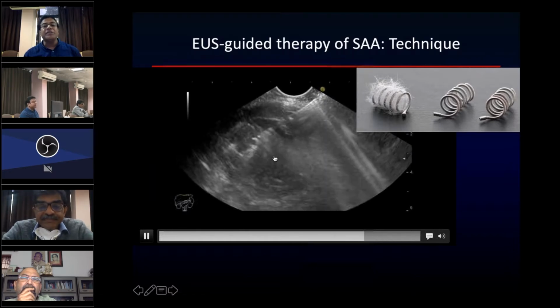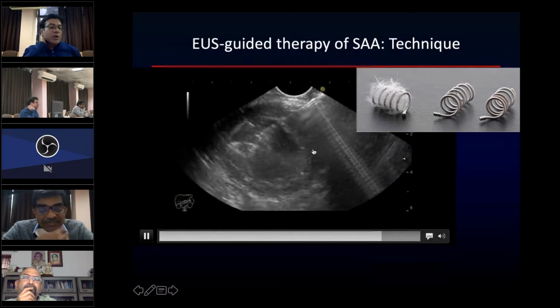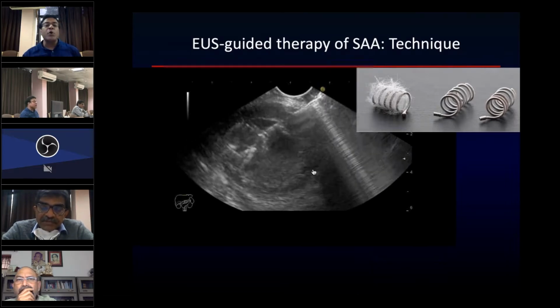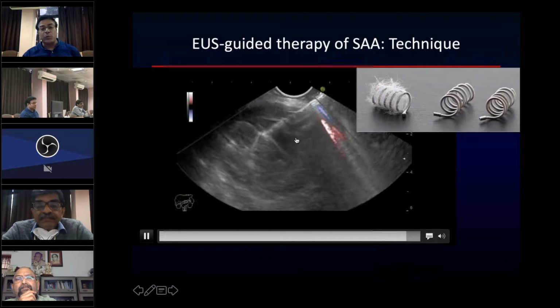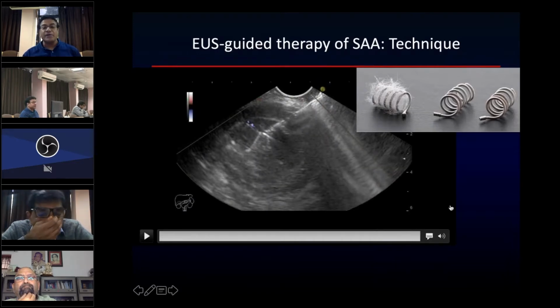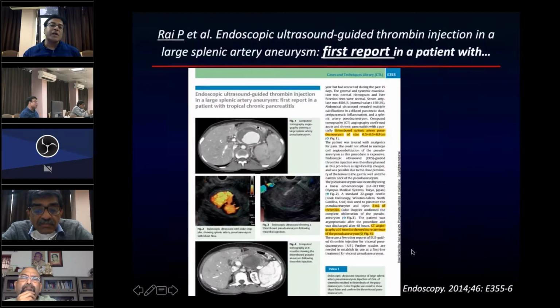And after injecting coils, we inject glue. Normally we restrict to around 0.5 to 1 ml of glue. This is just to avoid the distant migration of the glue. And you can see Doppler has been applied and there is no flow in this aneurysm. As you can see on CT scan, this is before and this is after. This is totally thrombosed. It becomes totally solid when you see it on endoscopic ultrasound.